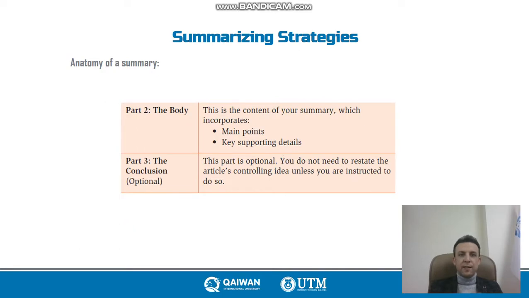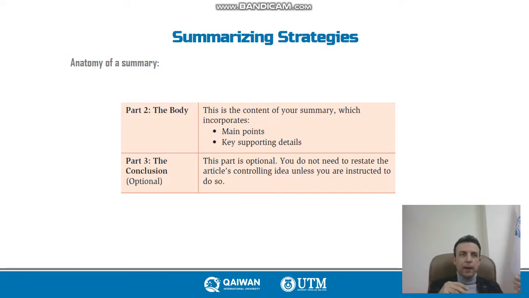Then part 2 is the body. By the body, we do not mean body paragraphs, we mean the body of the paragraph, because as I told you, the summary is only one paragraph. So the body is the statements, the sentences. For example, if you are summarizing an essay, you need to choose the topic sentences of all the paragraphs, and when you put them all together, that becomes the body of your summary.